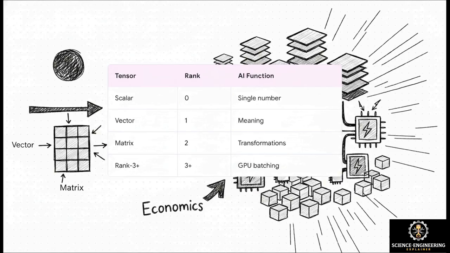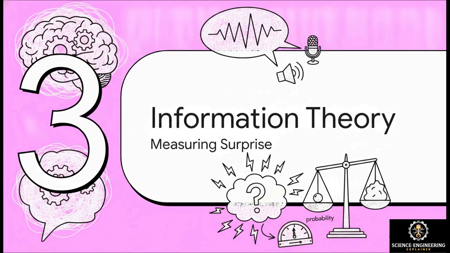Why? Well, it all comes down to economics. Scaling up to higher ranked tensors lets GPUs batch massive amounts of sequences together all at once. The whole art of efficient training is essentially just keeping these tensors huge and uniform so the hardware can absolutely sprint. Up next is tool 3, information theory, measuring surprise.